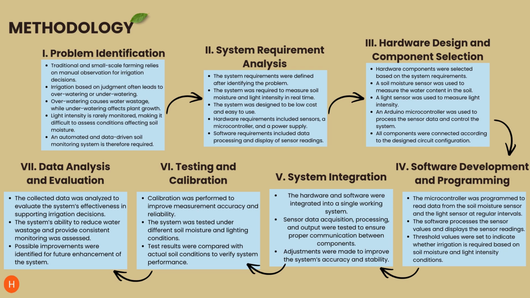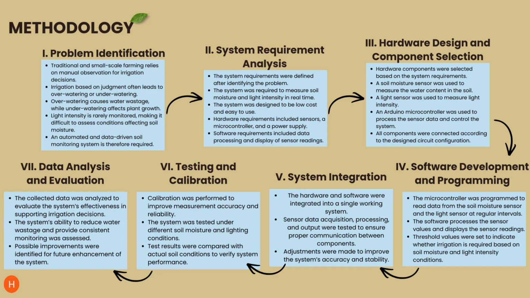The fifth step is system integration. The hardware and software were integrated into a single working system. Sensor data acquisition, processing, and output were tested to ensure proper communication between components. Adjustments were made to improve the system accuracy and stability. The sixth step is testing and calibration. Calibration was performed to improve measurement accuracy and reliability. The system was tested under different soil moisture and lighting conditions. Test results were compared with actual soil conditions to verify system performance.